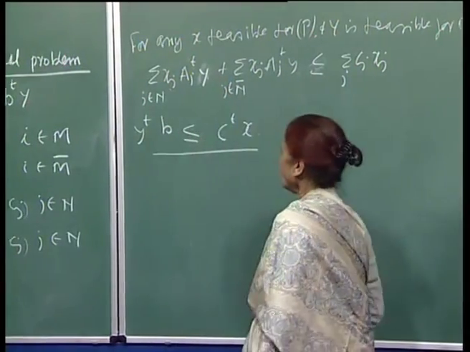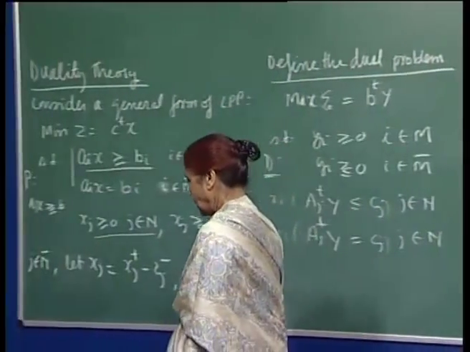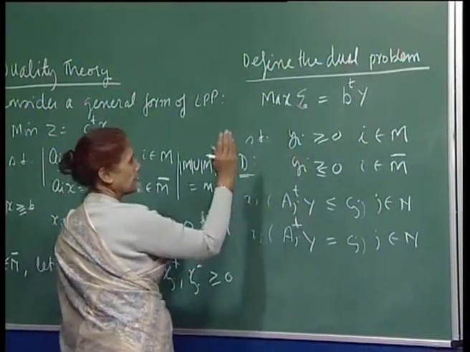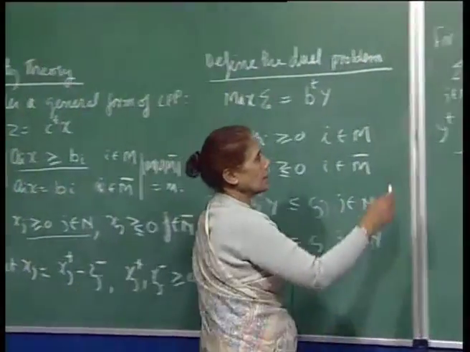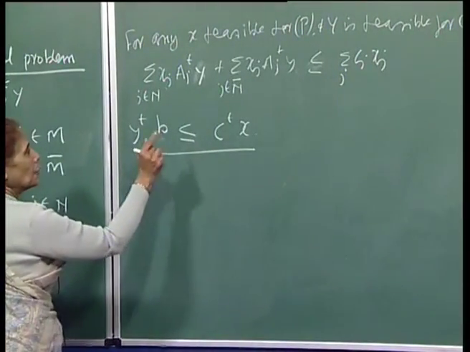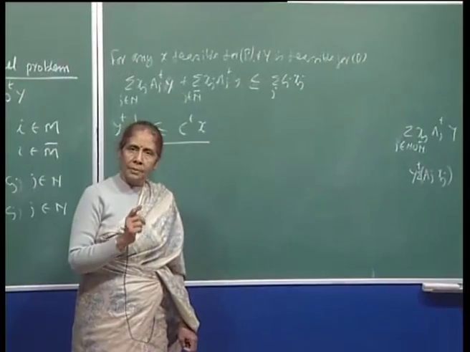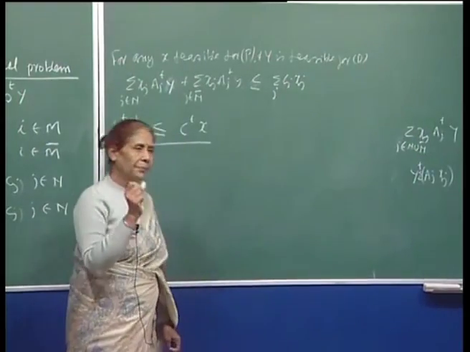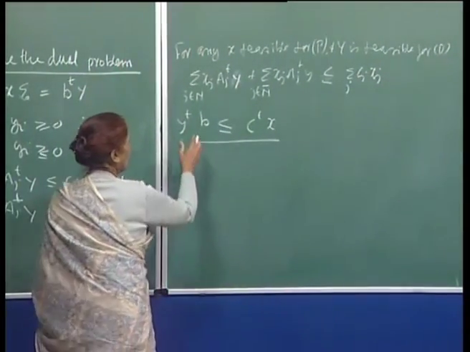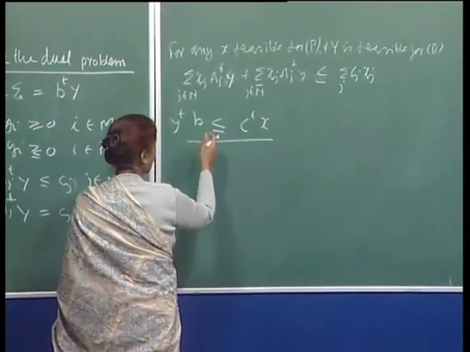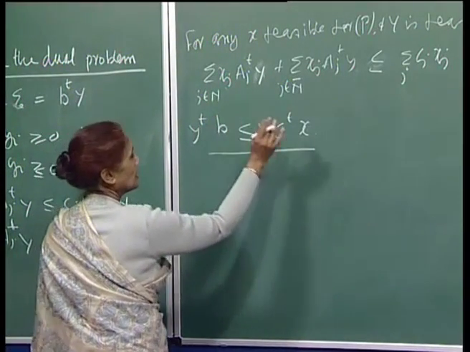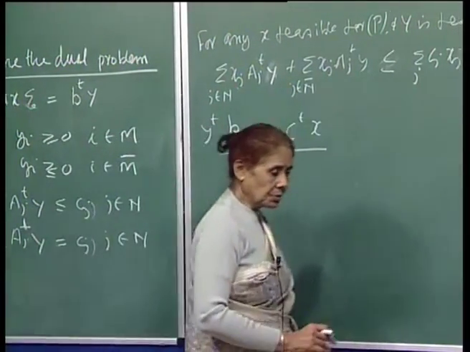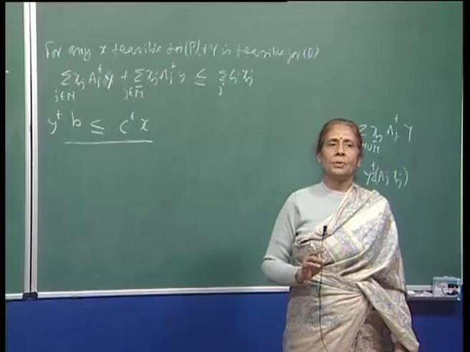So, this is the first lemma of the duality theory, which says that if you have a feasible solution for the primal and a feasible solution for the dual, then the objective function value for the dual will always be less than or equal to the corresponding objective function value for the primal. So, take any primal dual feasible pair, you will have this inequality. In other words, what we are showing is that this is a maximization problem, this is a minimization problem. So, the max objective function value will always be less than or equal to the min objective function value.